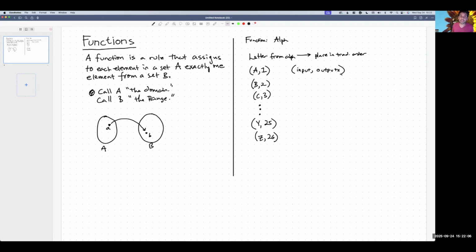This is one of the reasons we have this phrase in our definition, that we assign exactly one element from set B. I don't want to ask the question, what place in the alphabet is the letter D, and my function says it's 4 or 7. I want to know the answer. I don't want some options to choose from. The function is supposed to be telling me the result. And so that's a big reason for that.